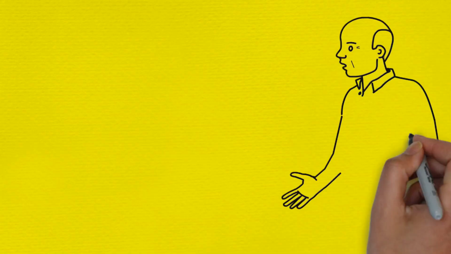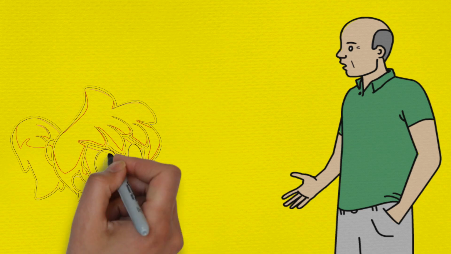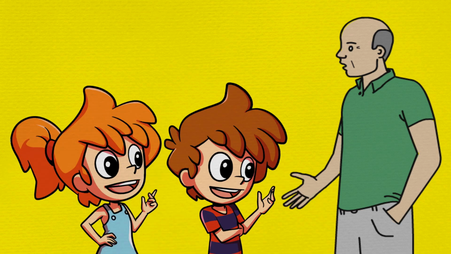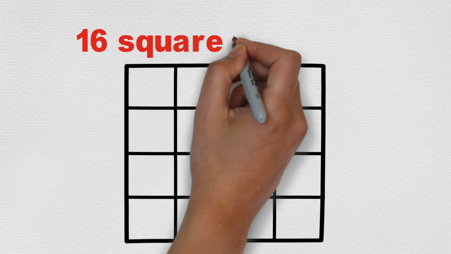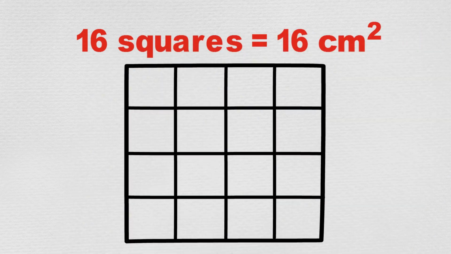One day, at their granddad's house, Max and Min told him how they had worked out the area of squares and rectangles by dividing them into 1 centimetre or 1 metre squares. Grandad said he could show them another really easy way to get the area of all kinds of 2D shapes.